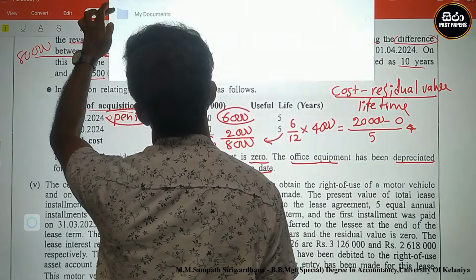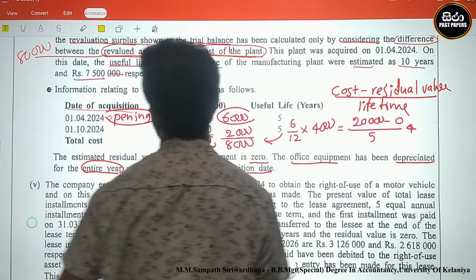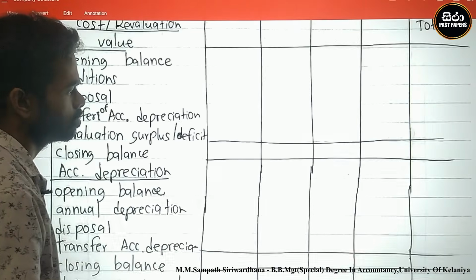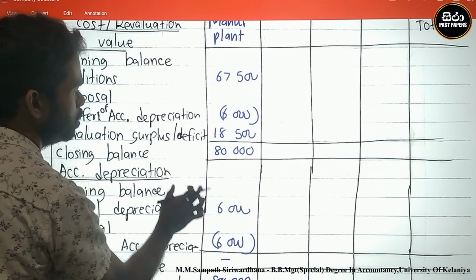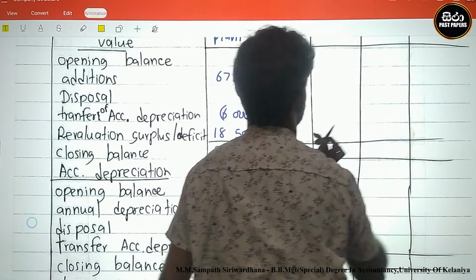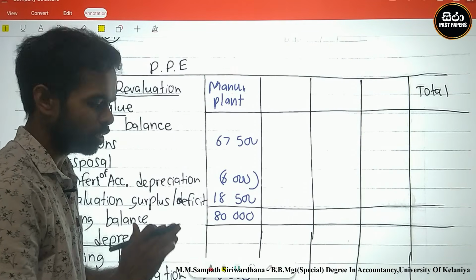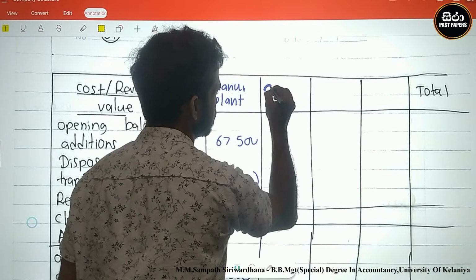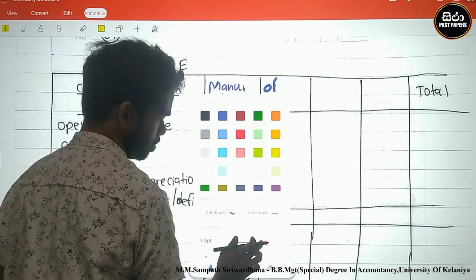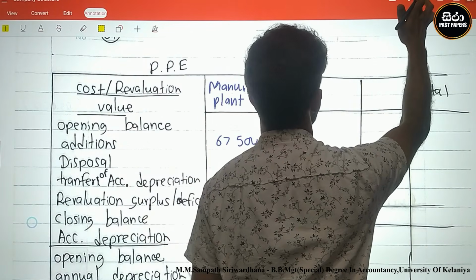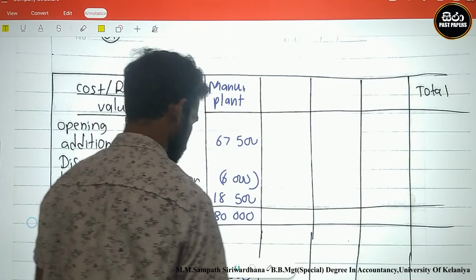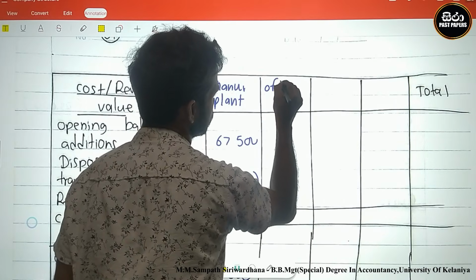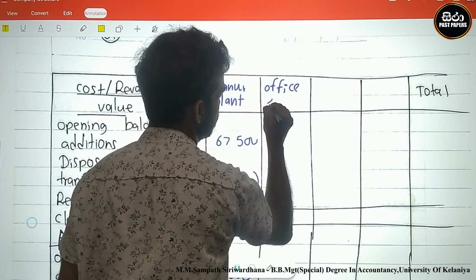Let's see the answer sheet. This is our answer sheet. Company structure. We go to the property, plant and equipment. The manufacturing plant was already done. We must prepare the office equipment.